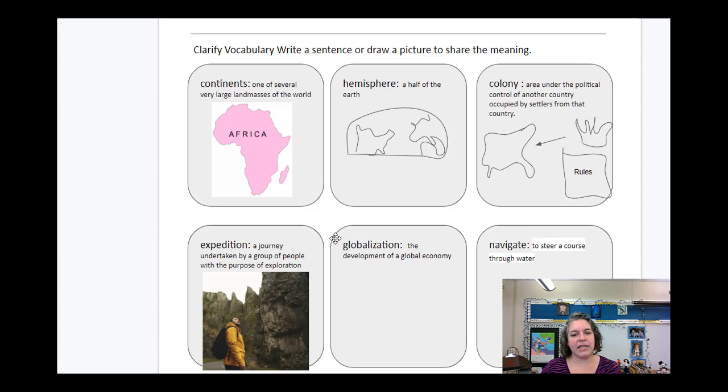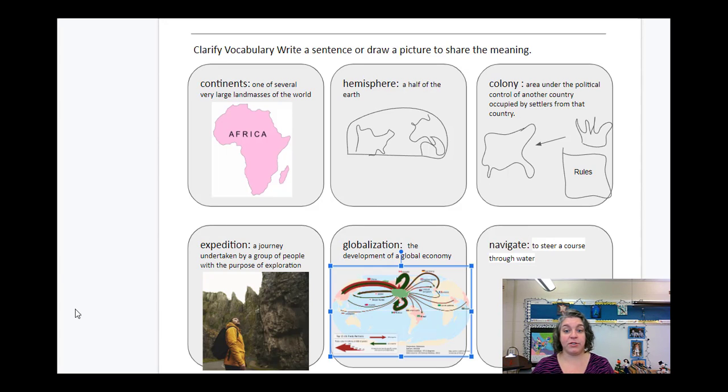Moving on. Globalization: the development of the global economy. I might use the internet again for this one. Okay, this one's a super one. It shows the U.S., and it shows how there's trading going on between the U.S. and China, and South America, and Europe and India, and then Canada and Mexico. So there's a global economy, trading goods and money back and forth. That's a great picture right there.